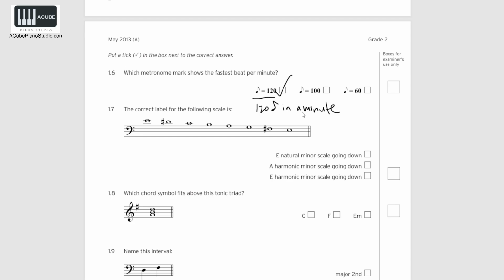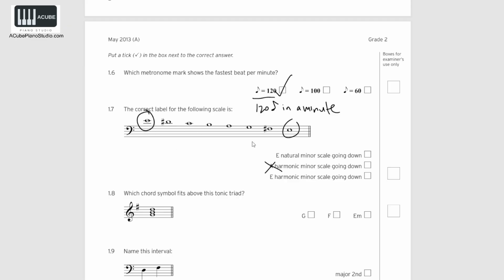All right, next, let's take a look at the scale. This is a scale and it is going down. Everything says that it's going down, so there's nothing we can eliminate first. Next, let's look at this. It starts with E, it ends with E, so it must be E. It cannot be A, so you can eliminate this already.